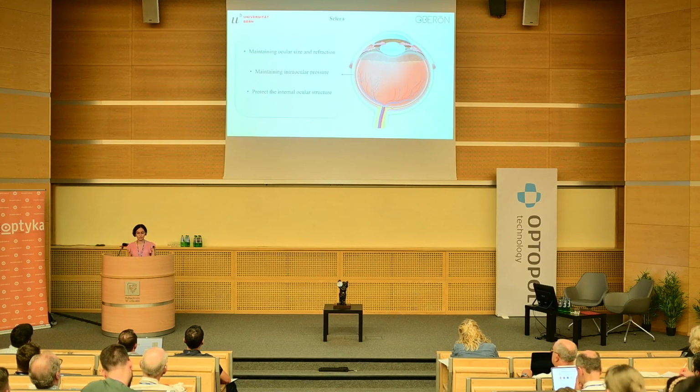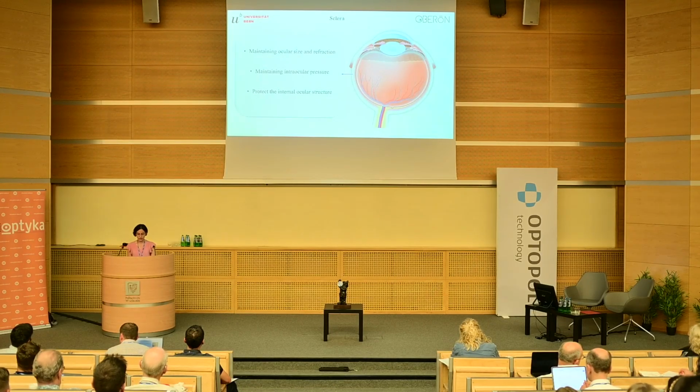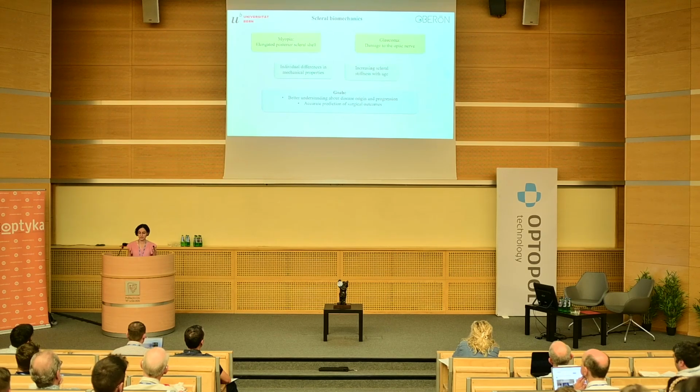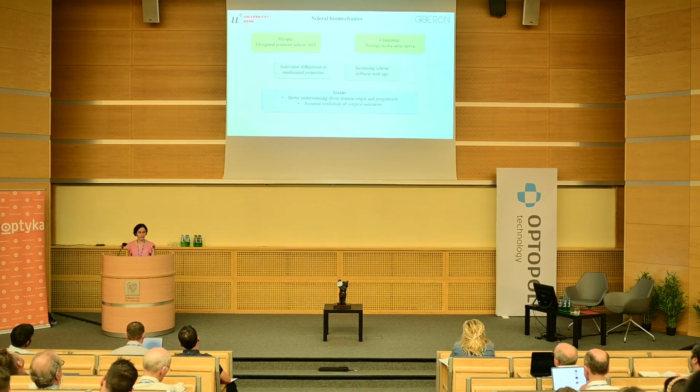Apart from the important role of the cornea and crystalline lens, which is important for creating the image on the retina, the sclera is also important in maintaining ocular size and refraction, maintaining intraocular pressure, and protecting the internal ocular structure. So, weaknesses and problems in the sclera can create problems in the ocular system, like refractive error of myopia, which is related to the elongated posterior scleral shell, and also glaucoma, which is related to damage to the optic nerve, which can be related to the weakness of the sclera.